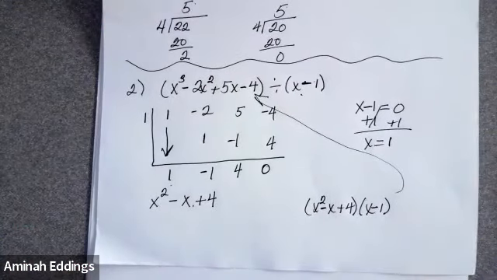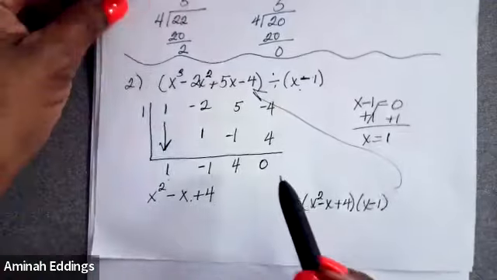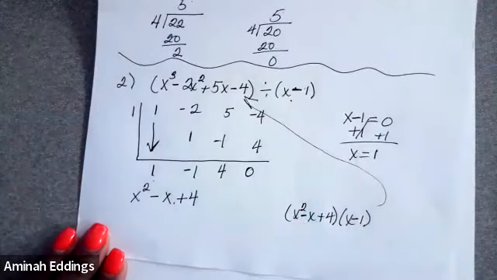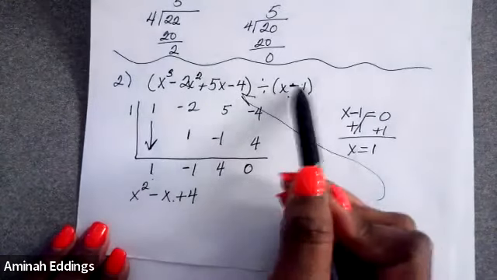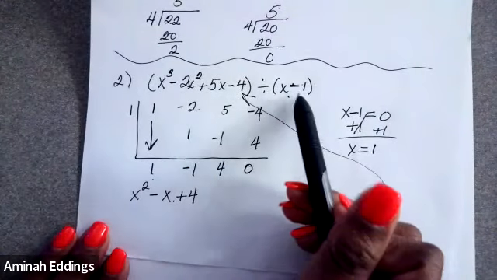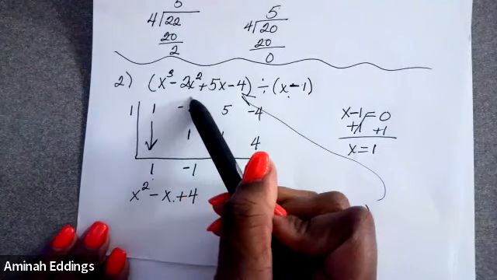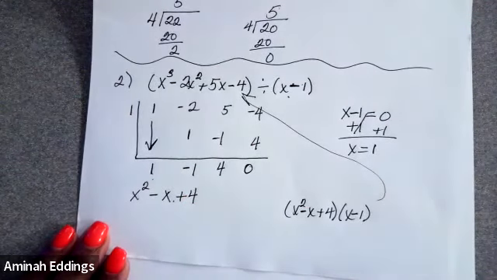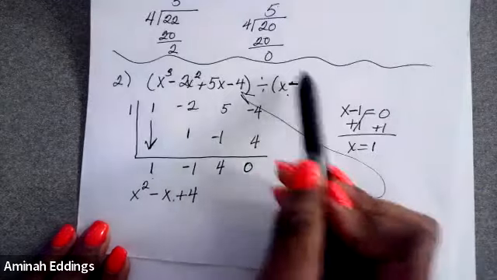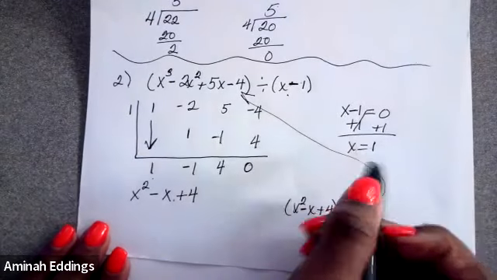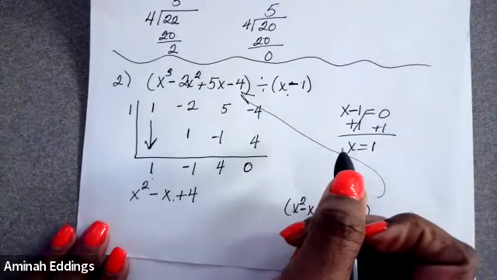All right, so let's talk about a couple things. Okay, what's my remainder here on number 2? Good. So since x minus 1 evenly goes into x cubed minus 2x squared plus 5x minus 4, that means that we have a factor. Very good, with x minus 1. Questions? Okay.